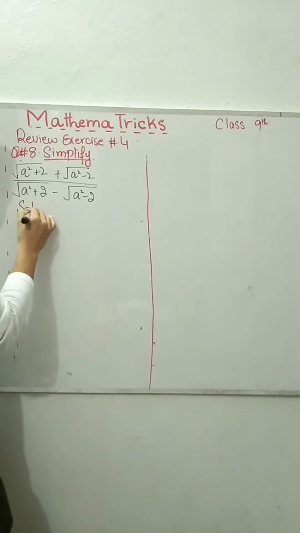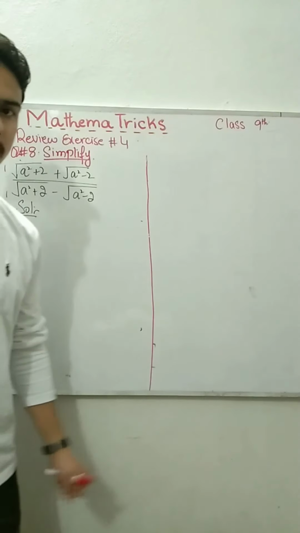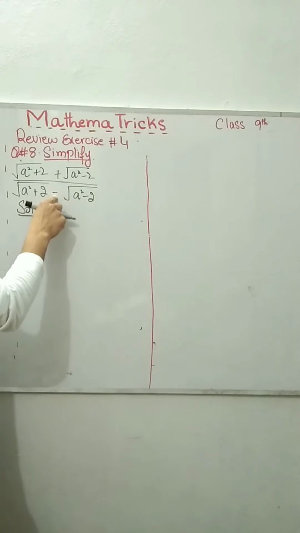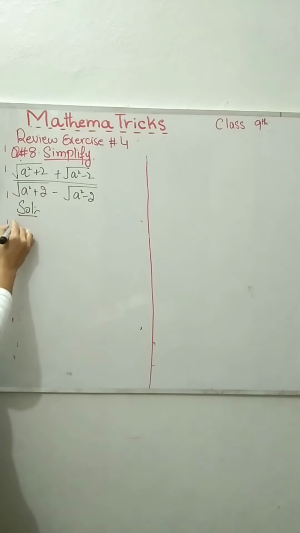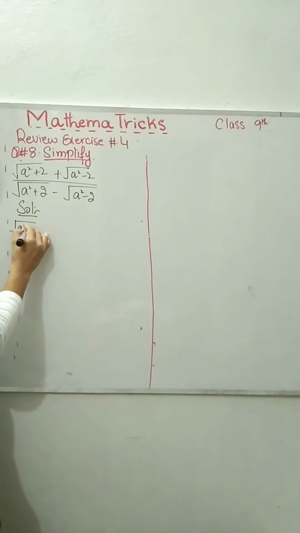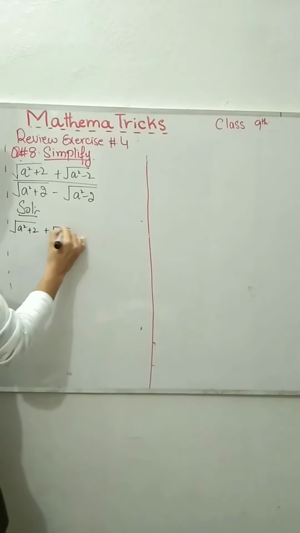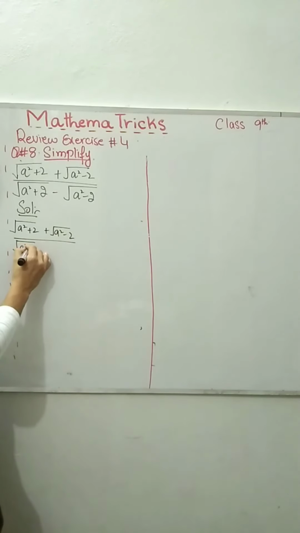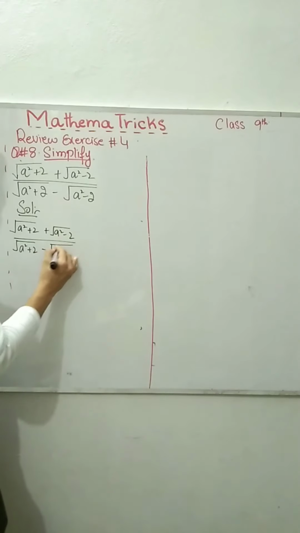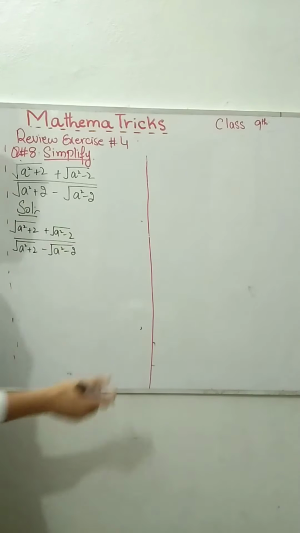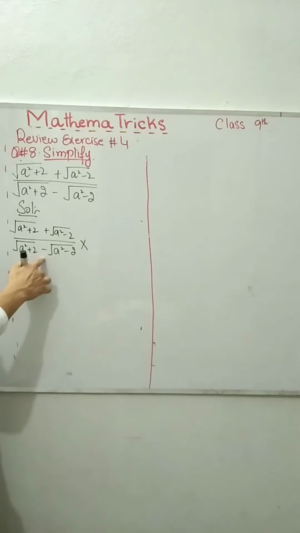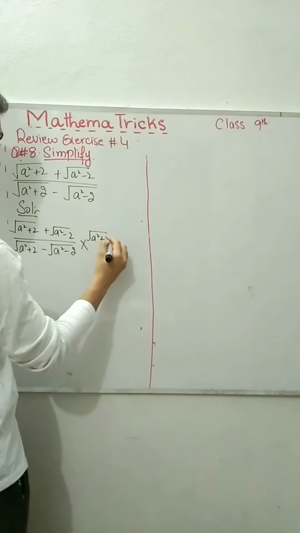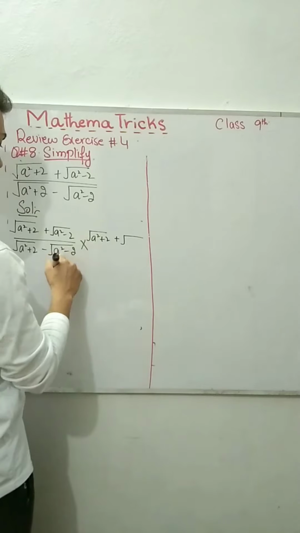What to do? Solution. As we got a radical sign as a denominator, the first step, just rationalize it. Here, the conjugate, the sign will be changed from here. So numerator as it is, square root of a square plus 2 plus square root of a square minus 2, over square root of a square plus 2 minus square root of a square minus 2. Now I'm going to rationalize it, multiply and divide it by the conjugate of the denominator. So what I got? Square root of a square plus 2 plus square root of a square minus 2.